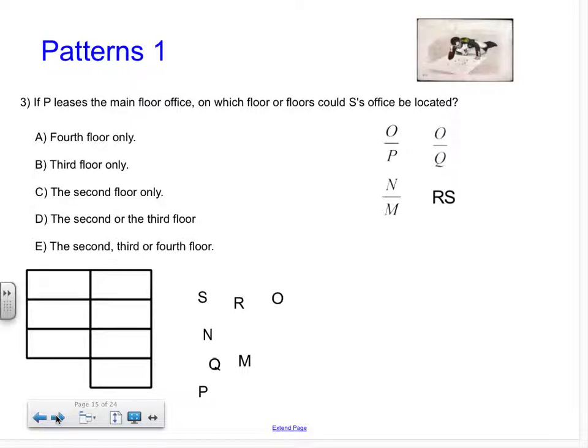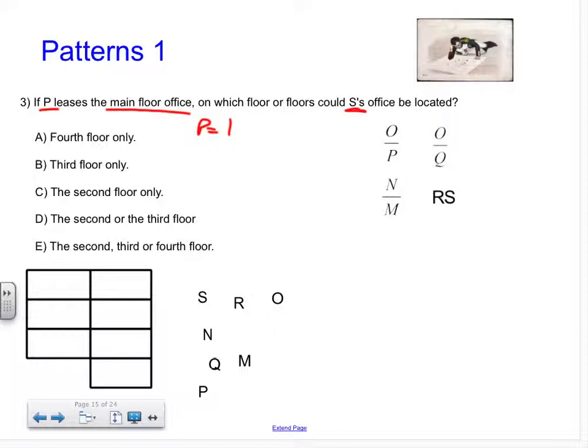Let's take a moment to read through question 3 together. If P leases the main floor office, so let's highlight that. P is on the main floor. P equals 1. On which floor or floors could S's office be located? So in other words, this type of question is looking for how many possibilities are there. How many different floors can I place S and it will still work?